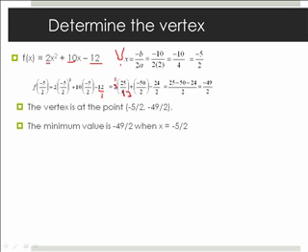And again, we said the parabola opens upwards, so we know that the vertex is the minimum point. The minimum value is the output of the function, the y value. The minimum value is negative 49 halves when x equals negative 5 halves.